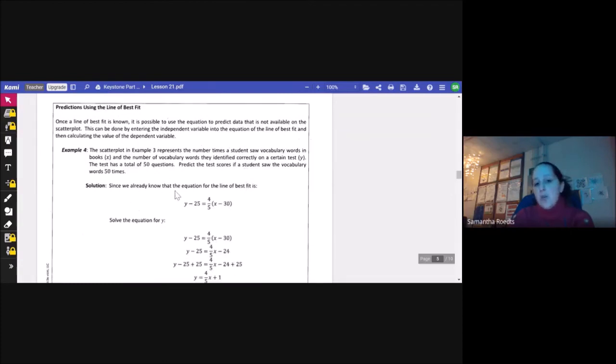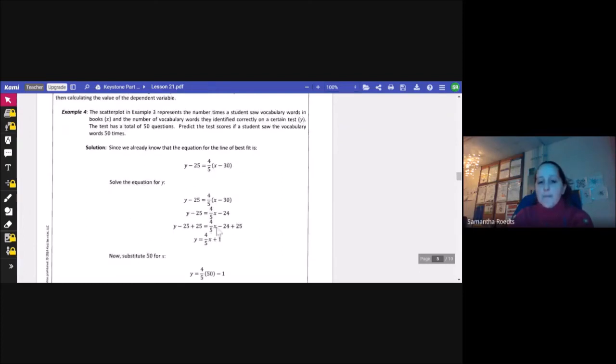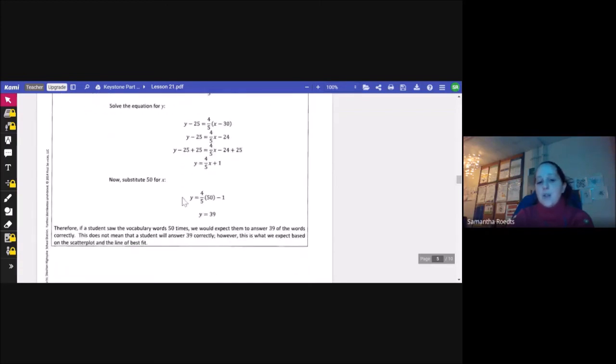Since we already know that the equation for the line of best fit is y minus 25 equals 4/5 times x minus 30, I solve the equation for y. So y minus 25, I'm going to distribute this 4/5 out. So I have 4/5 times 30 is 24. I'm going to add 25 to both sides. So y equals 4/5 x plus 1. Now I substitute in 50 for x and solve for y. So 4/5 times 50 plus 1 gives me 41.